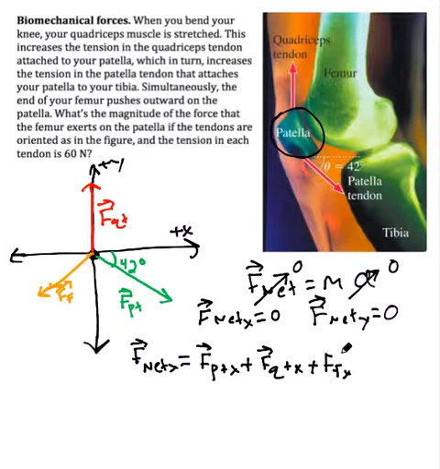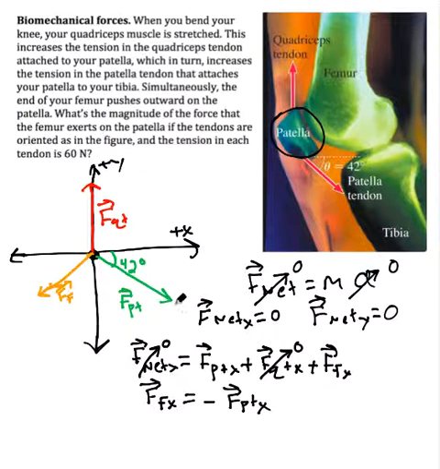So immediately we can look at FQT and see that it's oriented directly along the y-axis, so it will have no x component, and that can go to 0. And since we know that F net x is also 0, we can rearrange this and find that F femur x is equal to negative FPTx.